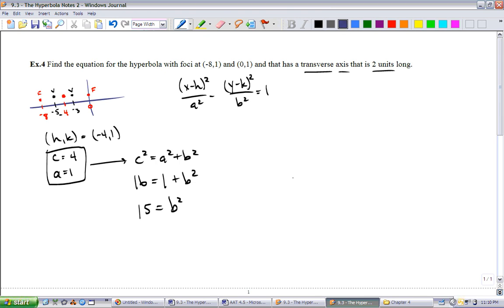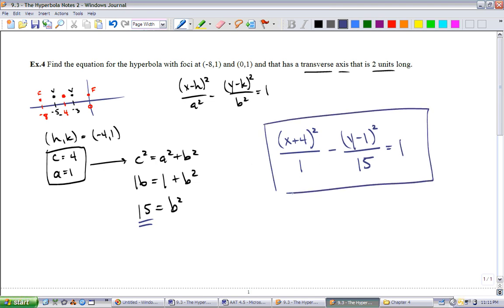So our final answer, using all this information, should look like this, right? (x plus 4) squared over a squared, which is 1 squared, minus (y minus 1) squared over b squared, which we figured out was 15, and that equals 1. And that's your final answer. That's it.